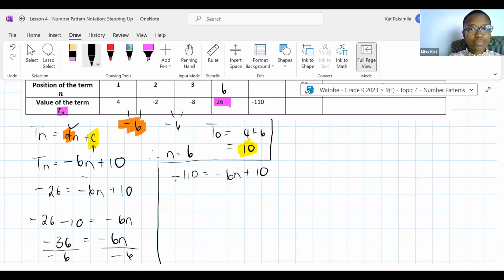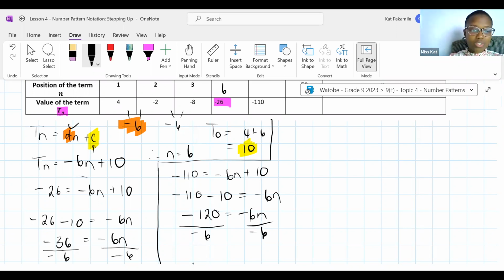Then the next step is going to be -110 minus 10 equals to, which then equals to minus 120, equals to negative 6n. Okay, here we divide both sides by negative 6.